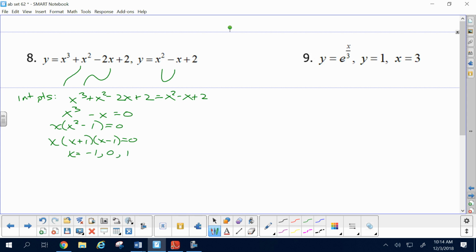Now that would mean that it would help to figure out where one's on top and one's on bottom. But if they have 3 intersection points, if I put this guy on here to get 3 intersection points, how do I get 3 intersection points? Something like that.